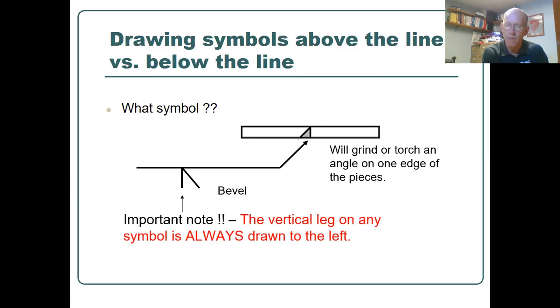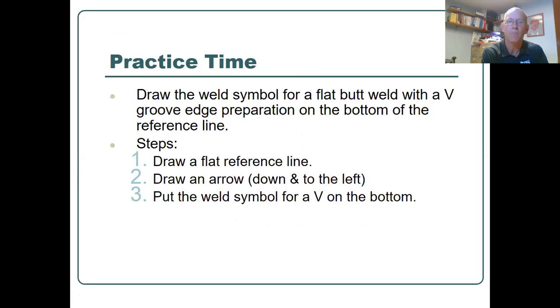There's the note that I want you to make sure is on the important notes even. Vertical leg of the symbol is always drawn to left. So whether that is the bevel or if it's the fillet weld, the vertical leg is always to the left. Very, very important to know if you want to draw them correctly. And you will be asked to be drawing some, so get that down.